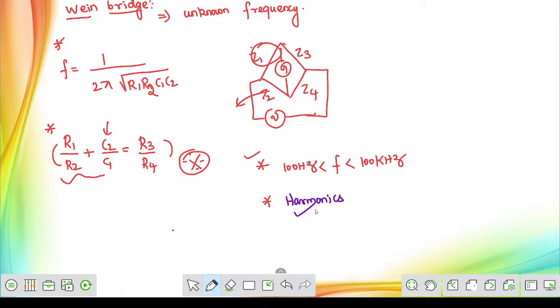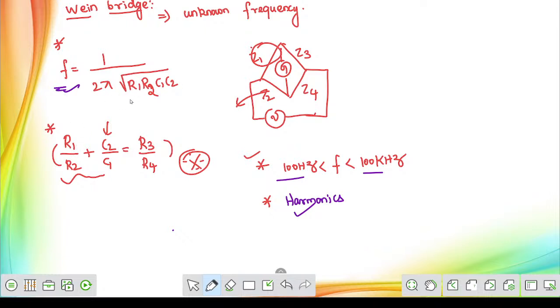In such a case, the Wien bridge may not help us to calculate the value of unknown frequency. So you will have to pass only a fundamental frequency signal, and the frequency range can be 100 Hz to 100 kilohertz, and you can then explore the value of frequency.